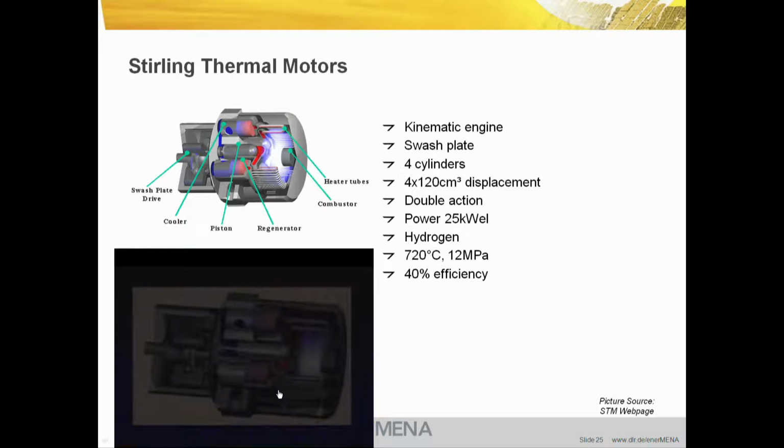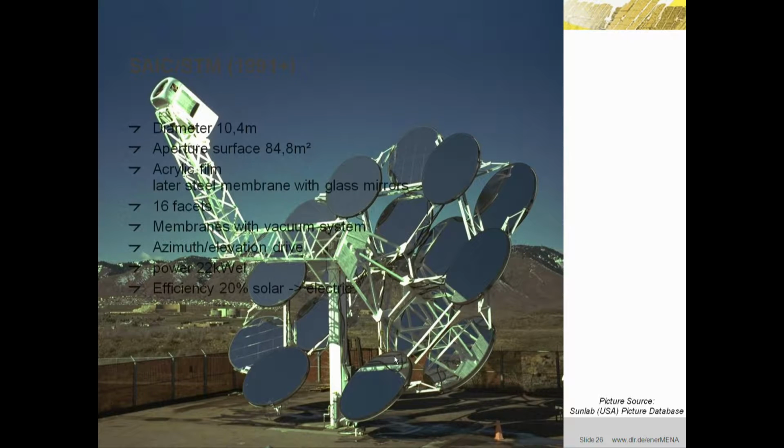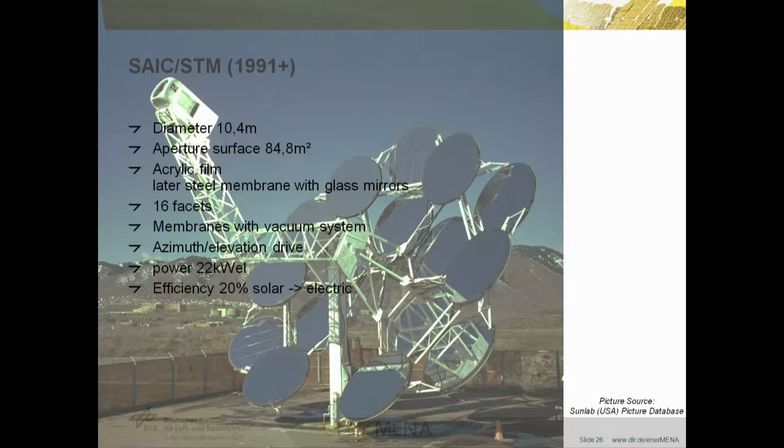Operation parameters are similar to the former engine, 720 degrees gas temperature, but at lower maximum pressure. 120 bars is the maximum pressure that is allowed for this engine. The conversion efficiency from thermal to mechanical energy is 40%. The company STM, together with SAIC, developed a dish that is using this engine. This is the only dish system using this engine.